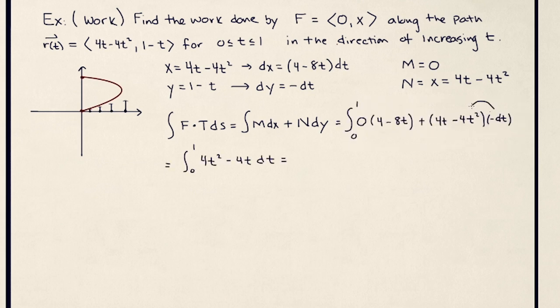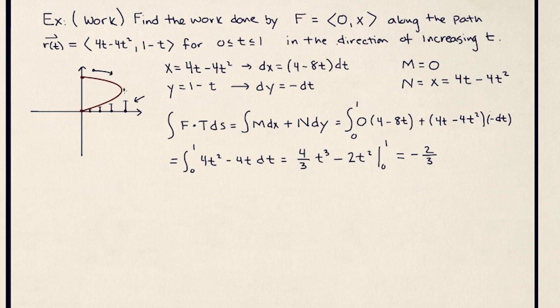Then I distributed the negative. And I got negative 2/3 newton meters of work. The math here is answering the question, how much work did this force field do to move the particle along this path? All of these forces are pointing away from the direction that the particle is moving.